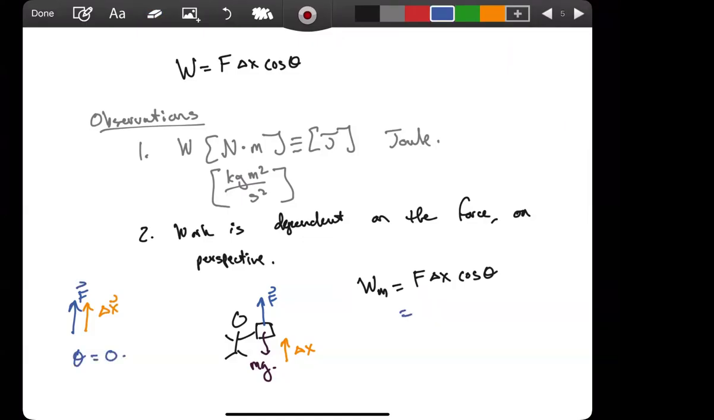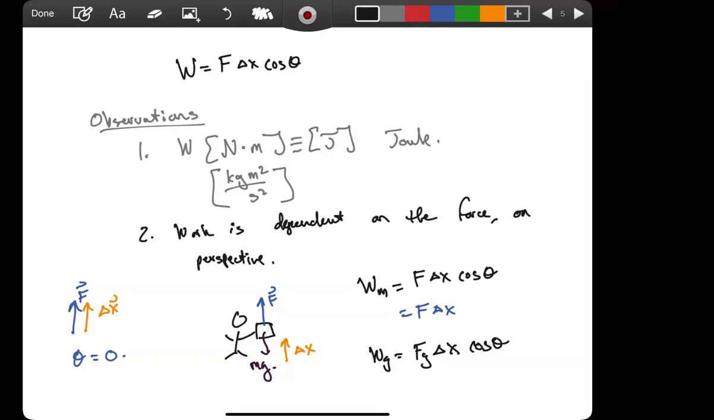So in this case, I'm going to do a work of simply F times delta X. Now, simultaneously, we can then ask, what is the work done by gravity? Well, the work done by gravity is going to be the gravitational force times the displacement, times cosine of the angle between them.